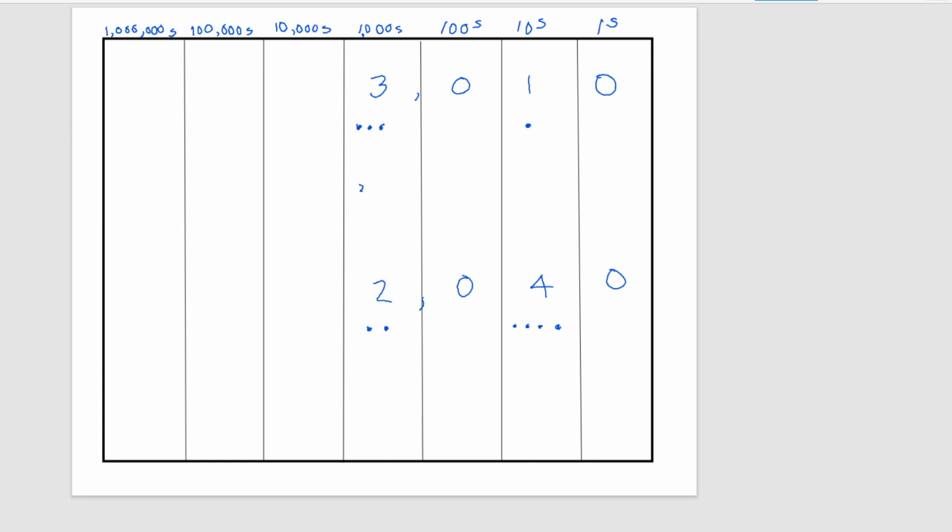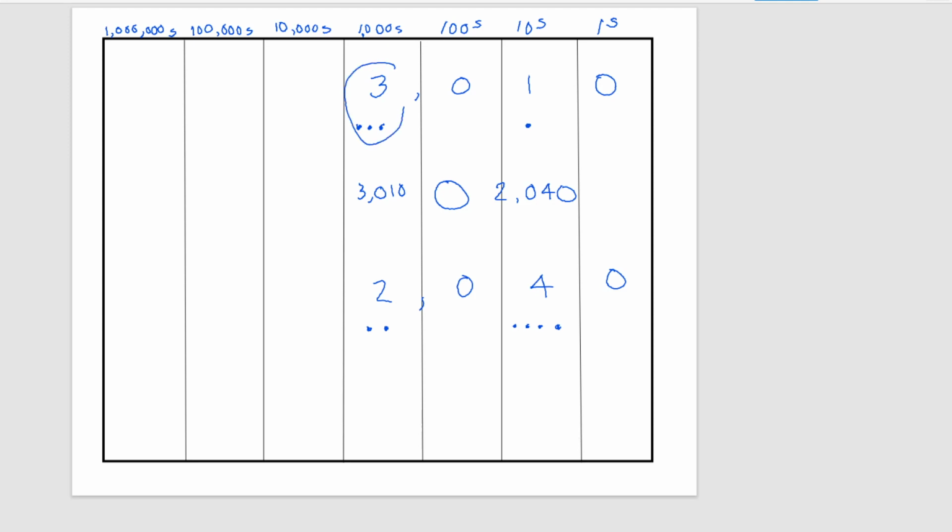So 3,010, we're going to put a circle here where we're going to write one of the symbols to show greater than, less than, or equal to, and 2,040. Now to make the comparison, the first thing we're going to do is find the largest, the greatest unit value. So we know that the unit values increase as we move from right to left. So we're going to find the leftmost unit, which would be the thousands.